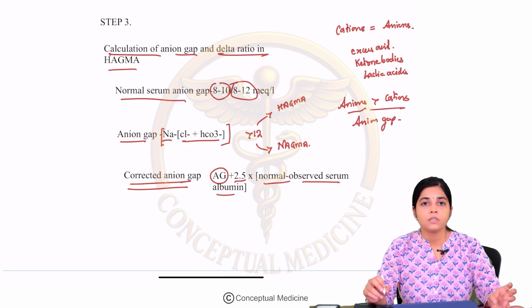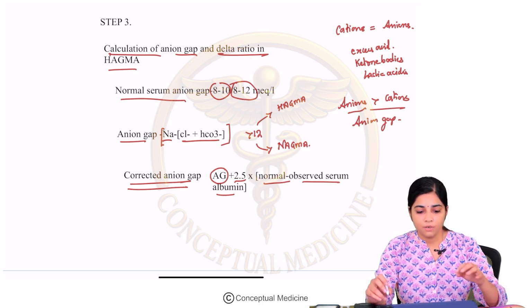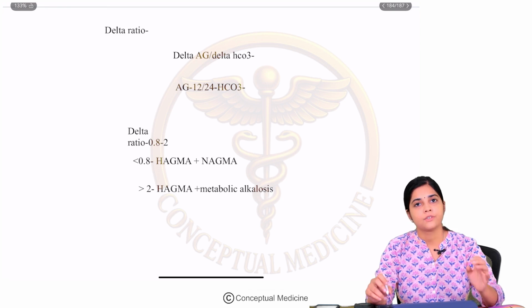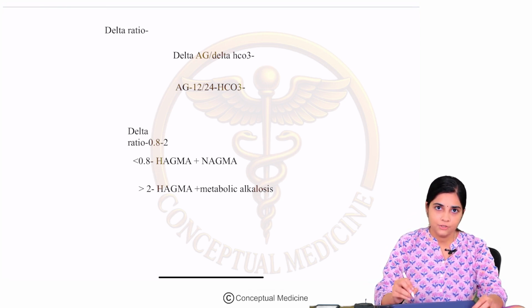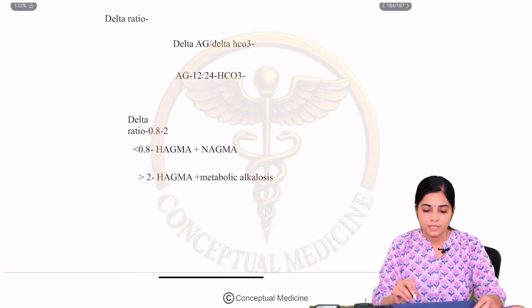Okay. So in your acid-base questions, what will you do? First step is your identification of the primary acid-base disorder. The second step is your identification of the compensation. So once you have done both, the third step is the calculation of anion gap to determine whether this is your high gap or a normal gap acidosis. If it is a high gap acidosis, then you go on to your next step, which is calculation of the delta ratio. So what is the delta ratio?